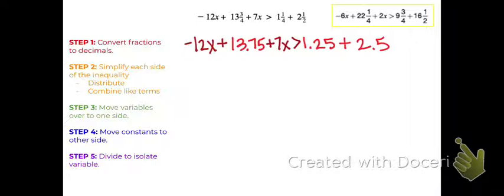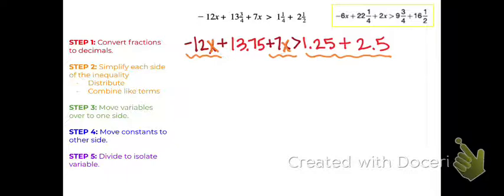Now I'm going to look at each side of the inequality, so this side and then this side, and look at them individually and see if I can simplify anything on that side. So simplifying means distributing if there's parentheses, which in this case there aren't, so we don't need to do that, but also means combining like terms. So if we look at the left side, like terms have the same variable, like x, and exponent. So this and this are like terms. 12x minus 7x I can combine.